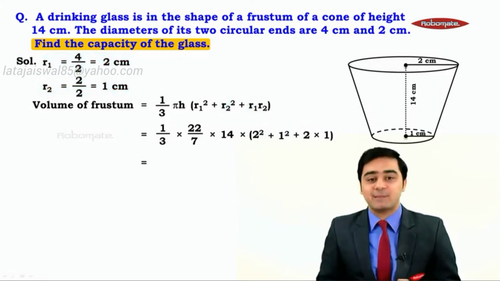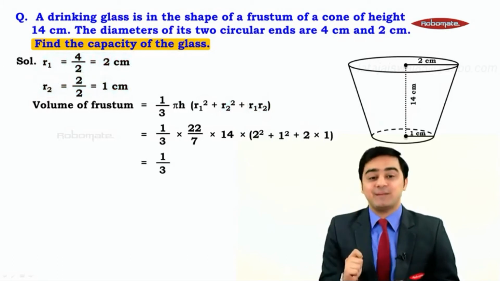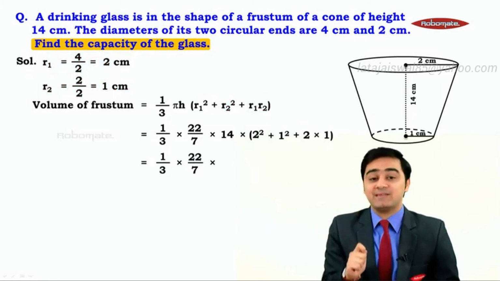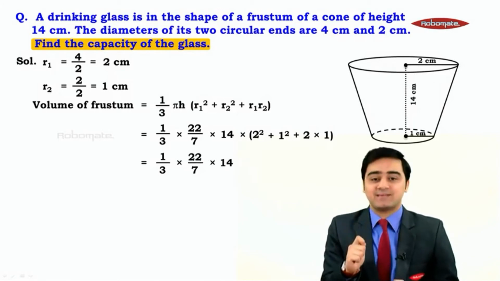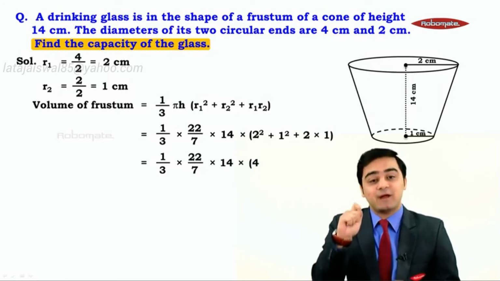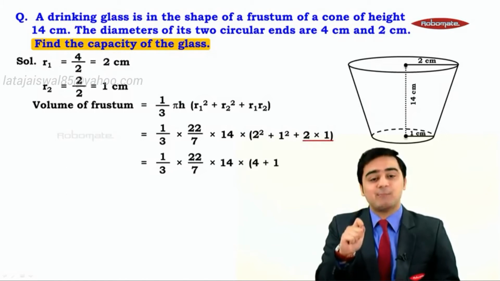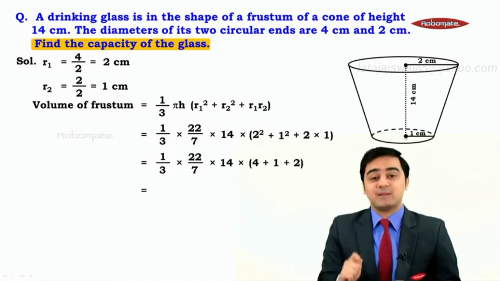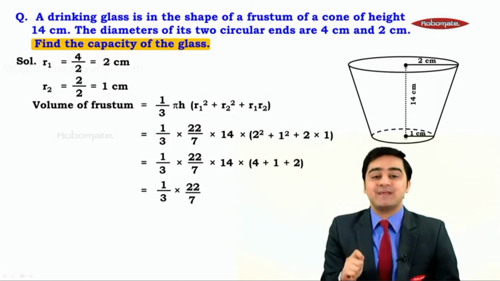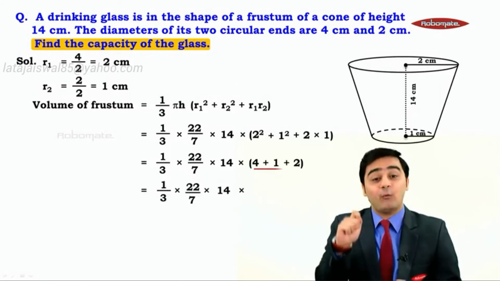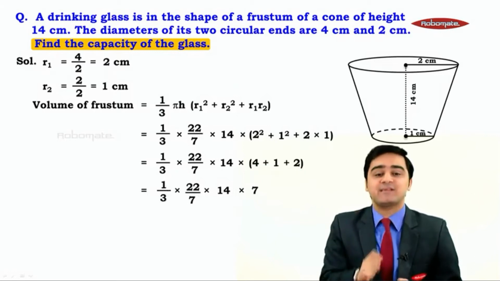Now let us understand the next step. In place of 1 by 3, we'll write 1 by 3, 22 by 7 will remain as it is, 14 also will remain as it is. Now inside the brackets, we have first 4 plus 1 plus 2. Now the next step is 1 by 3 again will remain as it is. We have into 22 by 7 into we have 14. Now 4 plus 1 plus 2 is 7.